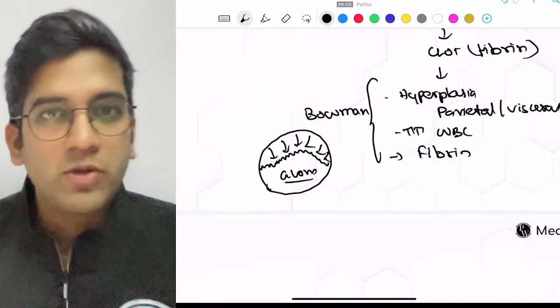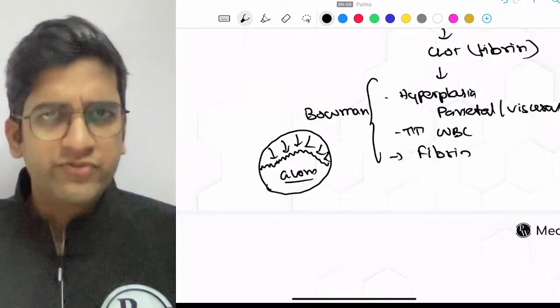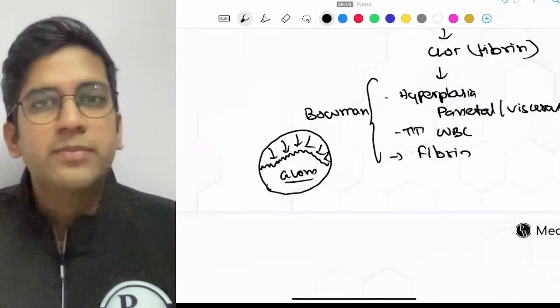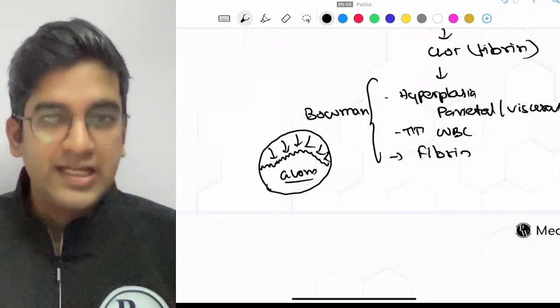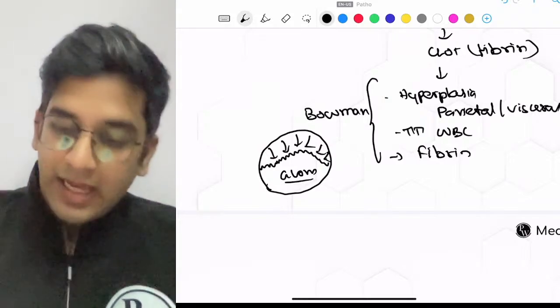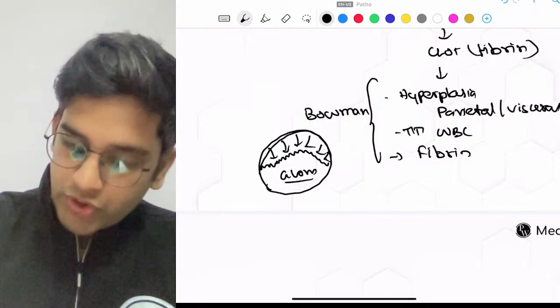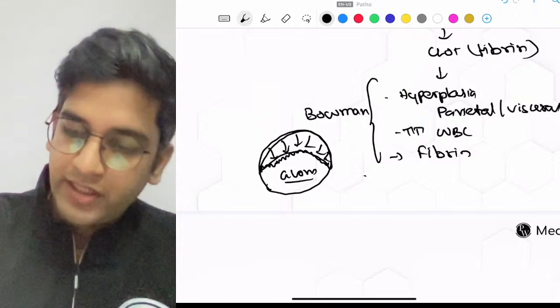If it compresses the glomerulus, will the glomerulus function? Will it filter? It won't filter. It ends up having an acute renal damage. That's what RPGN pathogenesis is. And this thing which grows, under a microscope, looks like a crescent.